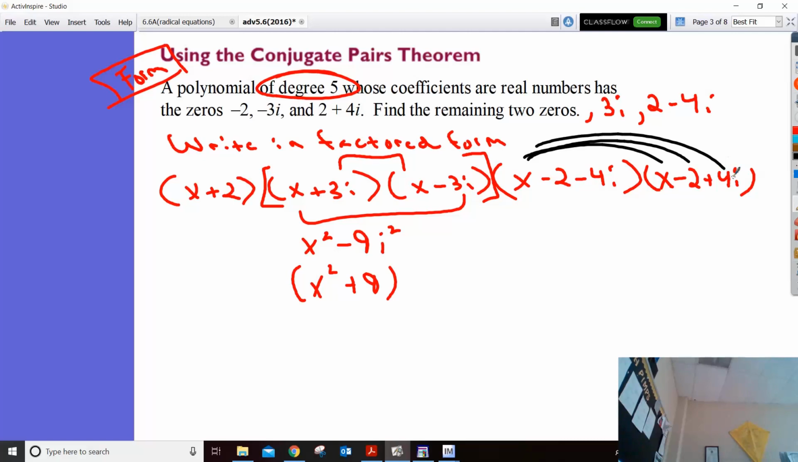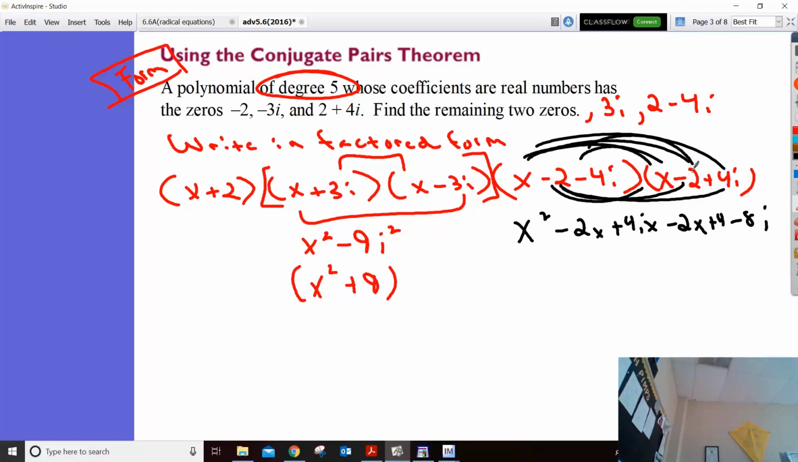X everything. X squared minus 2x plus 4ix. Then distribute that negative 2. You have a minus 2x plus a 4 minus 8i. And then distribute that negative 4i. You have a minus 4ix plus 8i. You have that minus 16i squared.